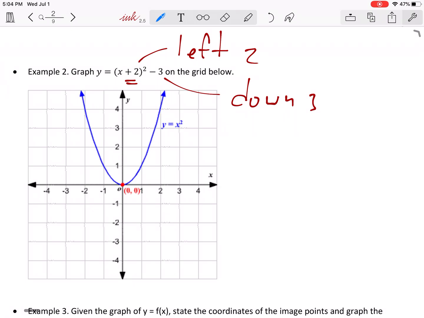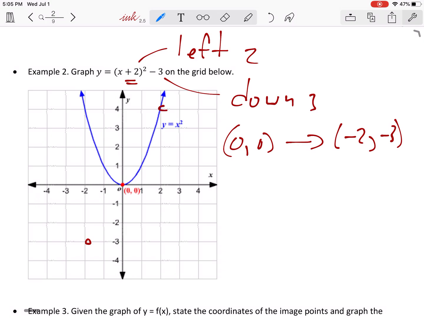Okay, so the mapping technique means that you take existing coordinates and then you come up with the new coordinates, right? So for example, if I've got 0, 0, okay, so there's one coordinate, that's the vertex. That's going to get shifted, so left 2, so that's minus 2, and that's going to be minus 3. Okay, so minus 2, minus 3, so here's your new vertex.